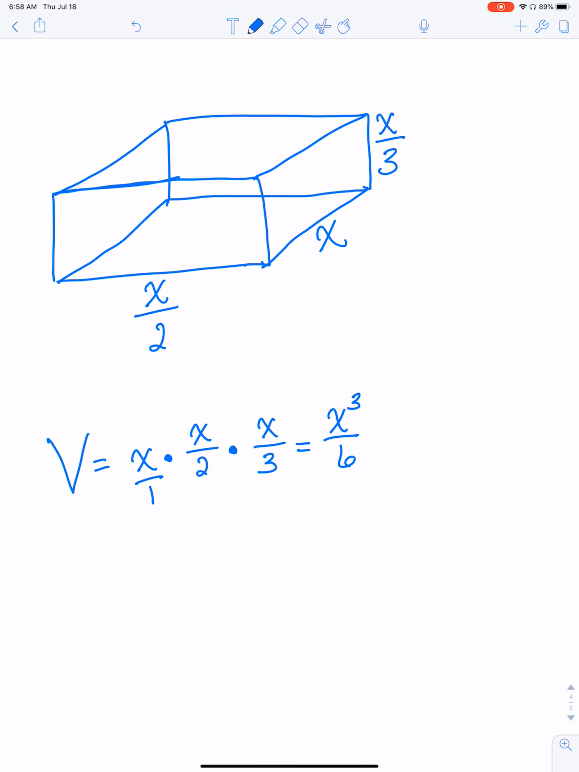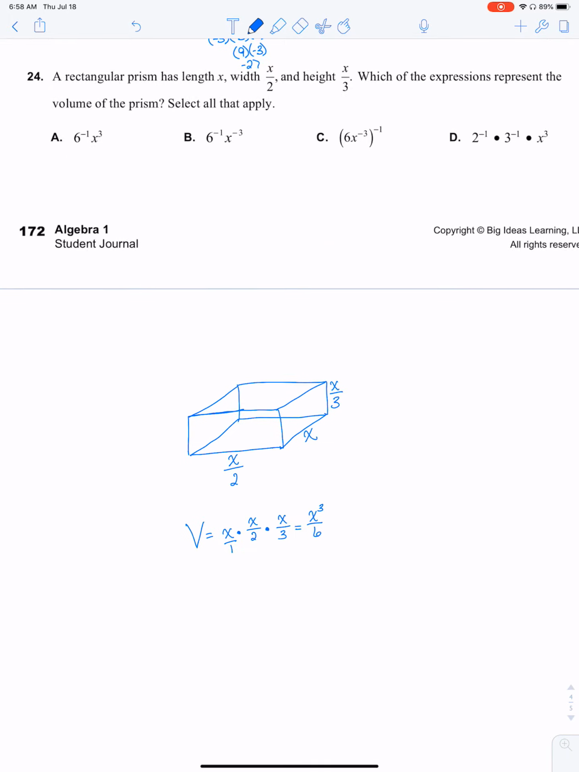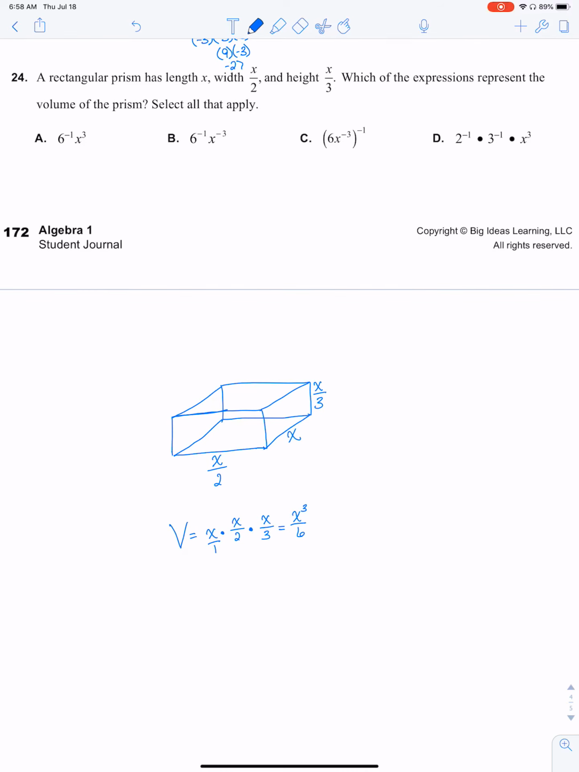Okay, so essentially, one of these 4 possible answers should end up looking like x to the third over 6. Actually, there's multiple that could apply. So there's a couple of these answers, and they should look like x to the third over 6. So we're going to get to simplifying these and seeing which ones work.